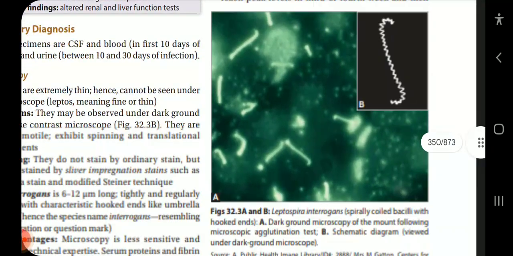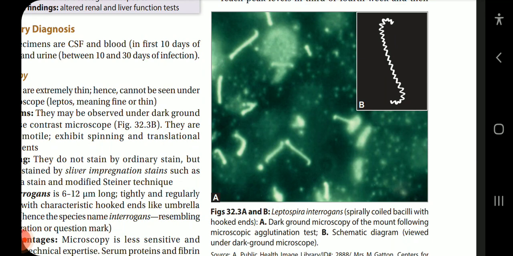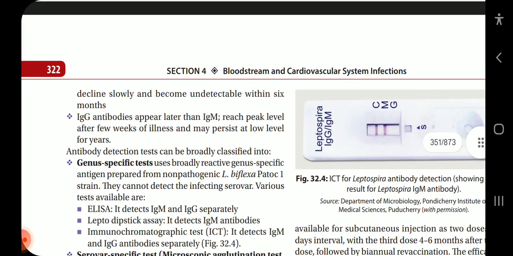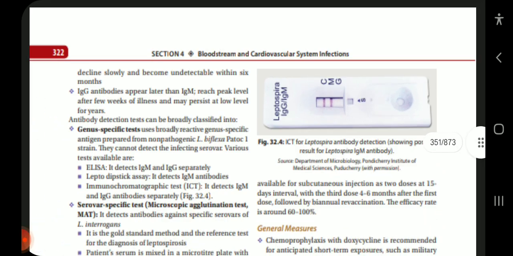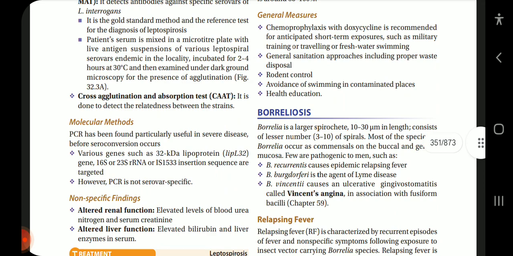In this image, we see the Leptospira interrogans, spirally coiled bacilli with hooked ends. A is a dark field microscopy of the mount following microscopic agglutination test, and B is a schematic diagram viewed under dark field microscope. Now this is ICT for Leptospira antibody detection, showing a positive result for Leptospira IgM antibody. Alright, so this completes our leptospirosis.